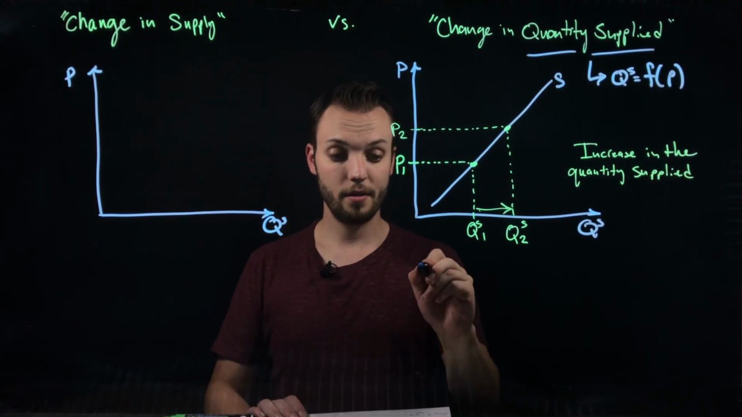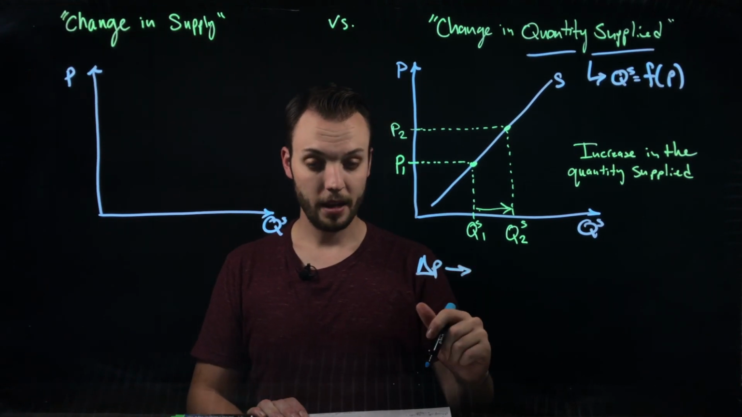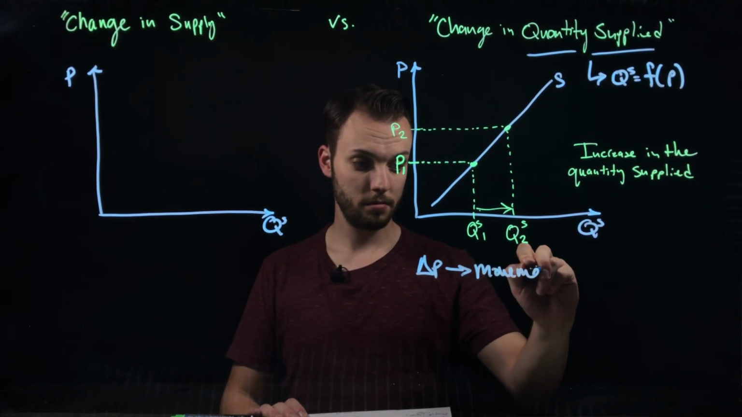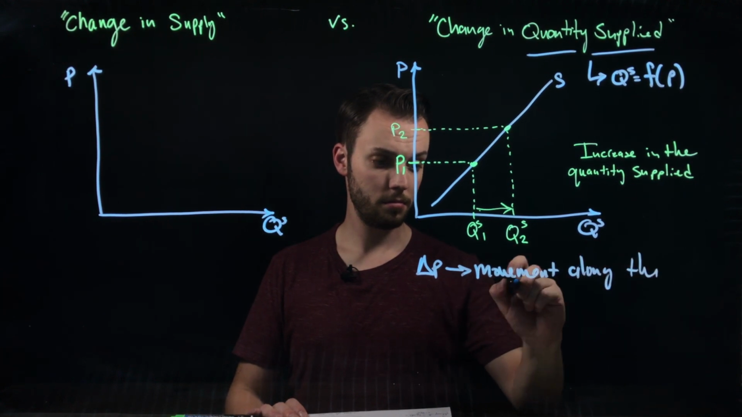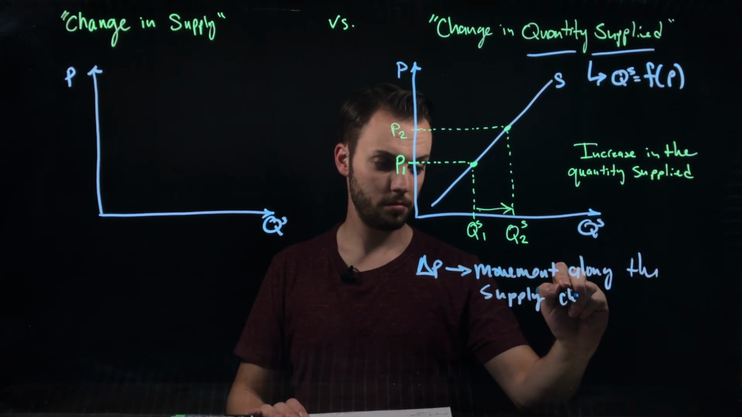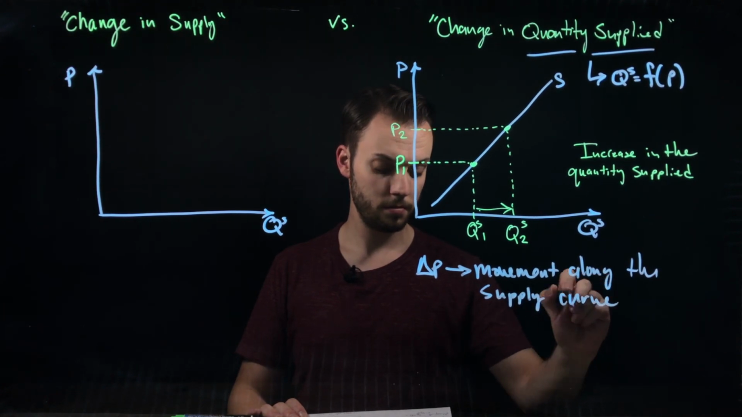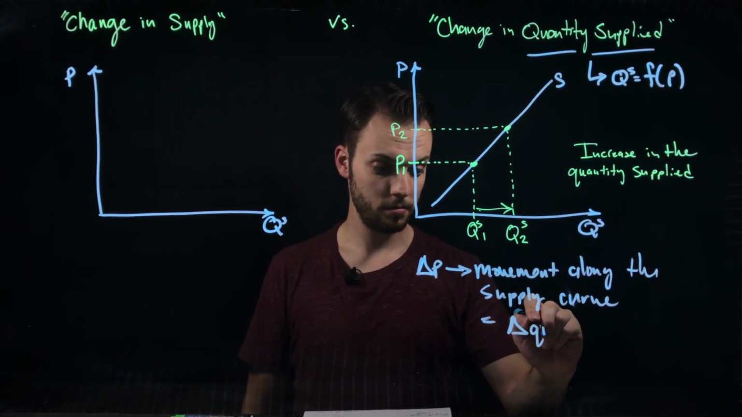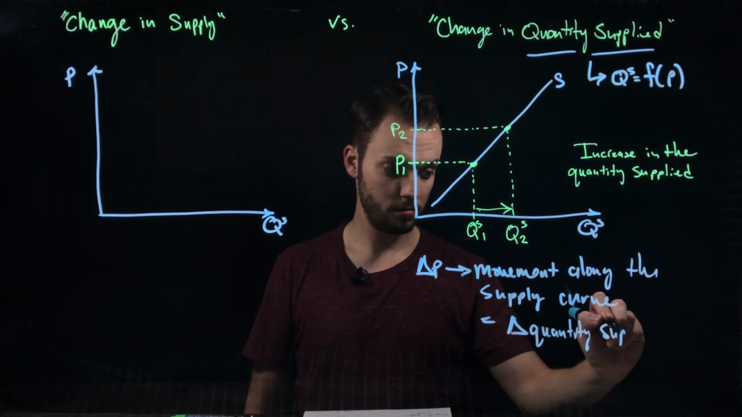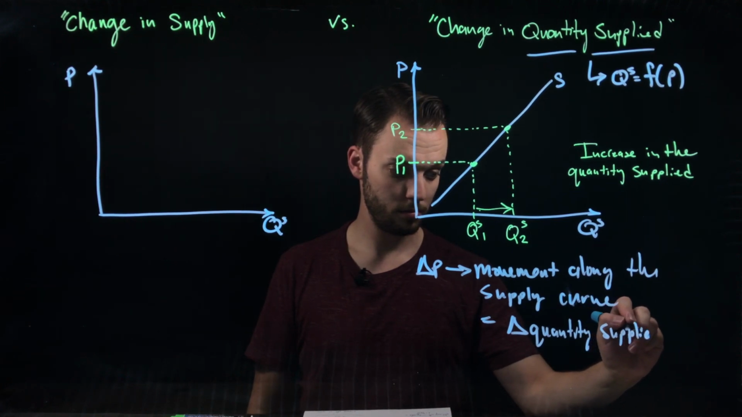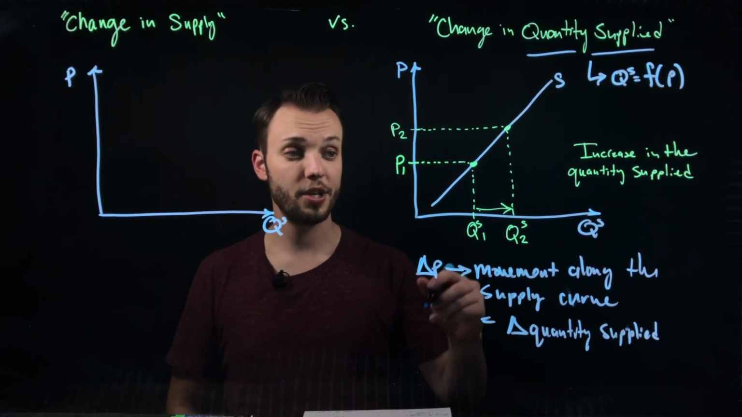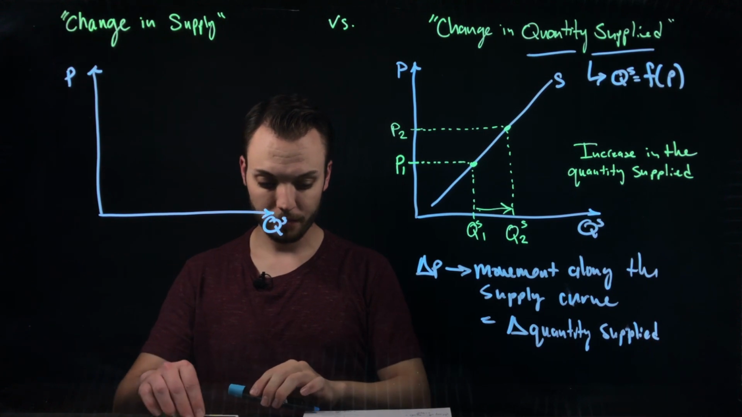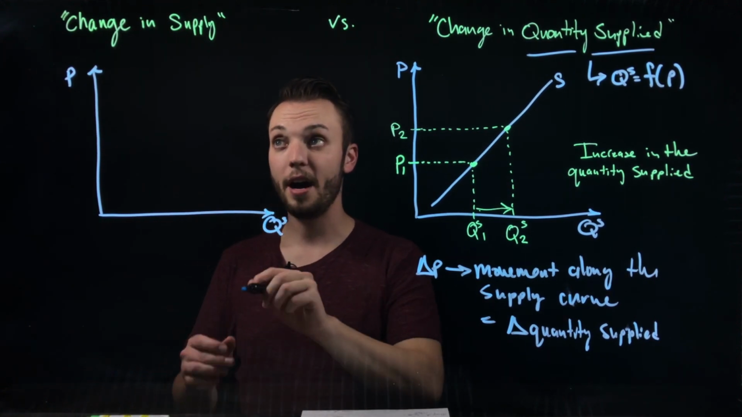Okay, so we can say that a change in price leads to a movement along this supply curve. Okay, and that's what we mean when we say there's a change in the quantity supplied. Okay, so it's just simply saying that a different price is going to correspond to a different point along the supply curve. Okay, so we can contrast this with a change in supply.